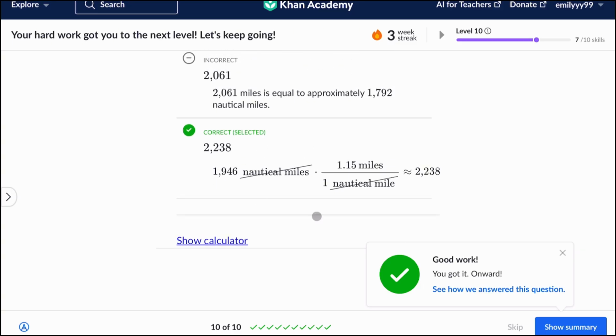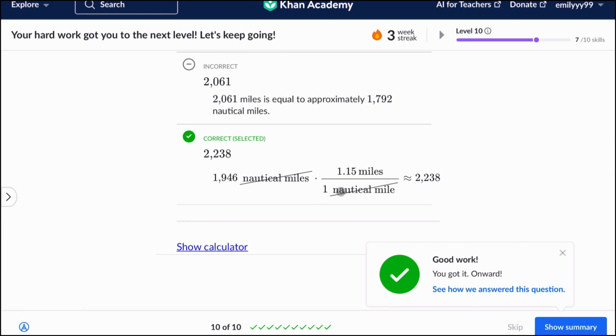Here it shows some of the work here. Yeah, all you have to do is just multiply that. I think setting up this fraction takes up too much time, but you could do that if it helps you understand more.